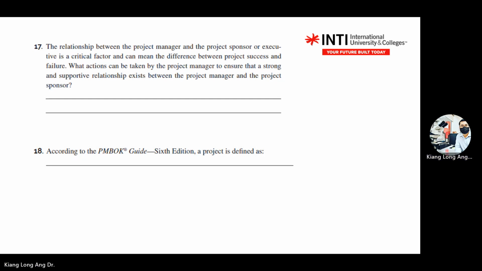Relationship between your project manager, project sponsor and executive. Now, the relationship between project manager and sponsor is a critical factor and can mean the difference between project success and failure. What action can be taken by the PM to make sure there is a strong and supportive relationship between project manager and project sponsor? Just now it was project manager and the functional manager. Now it changed already: project manager and the sponsor. How do you do it? Continual reporting and what?